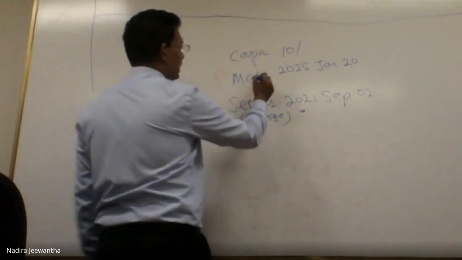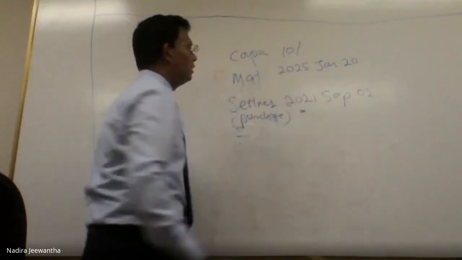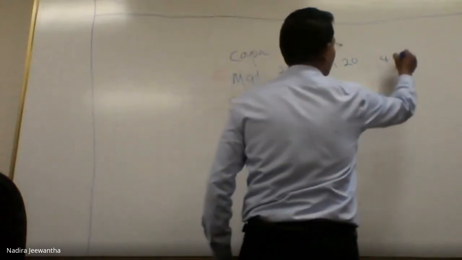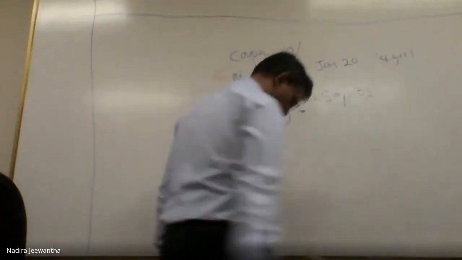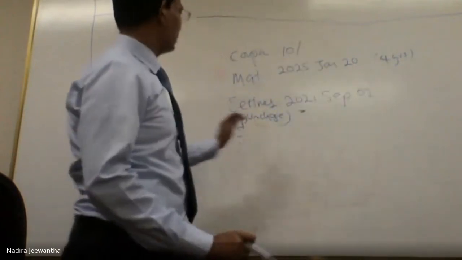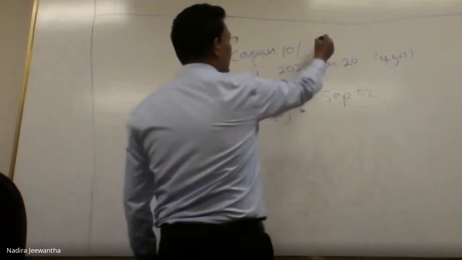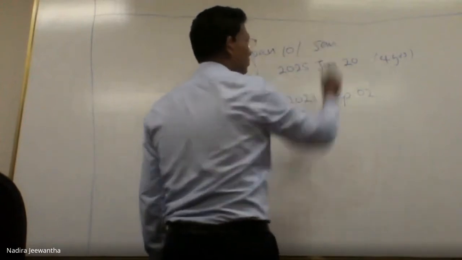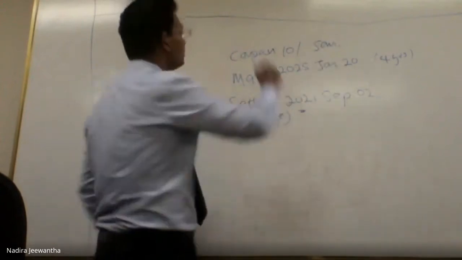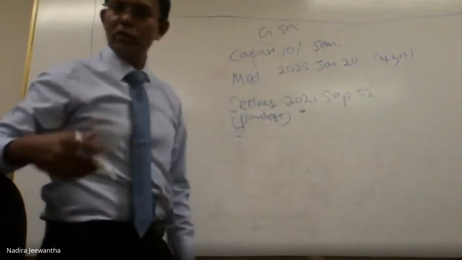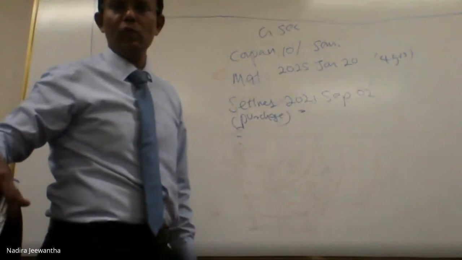This is the maturity date. So it is a 4-year treasury bond. Coupon is 10%. No need to say this is semi-annual. Why? This is a government security. Coupon is always semi-annual. There is no alternative.